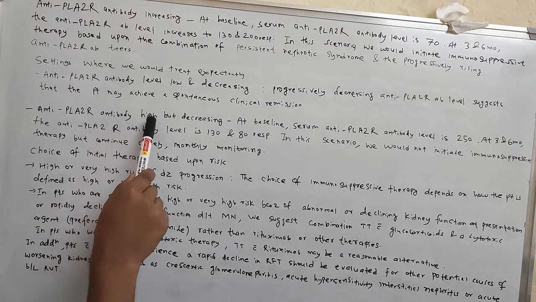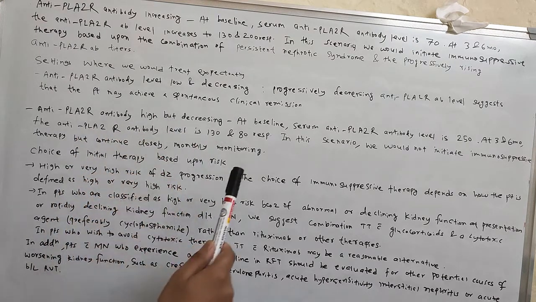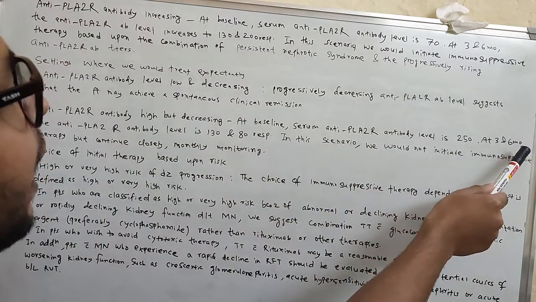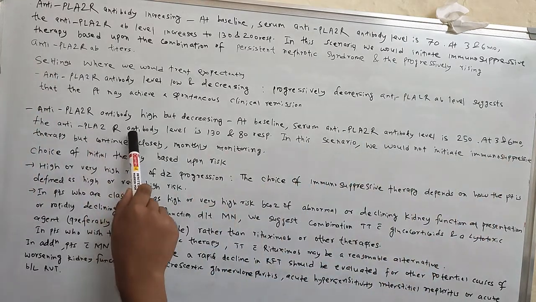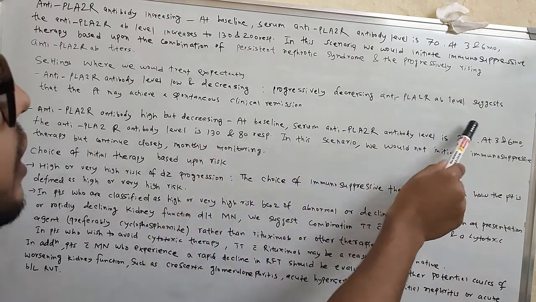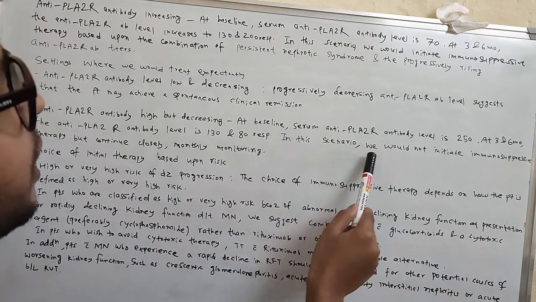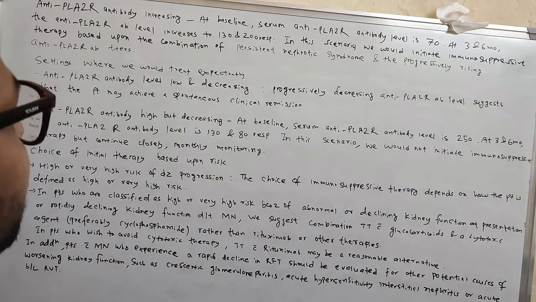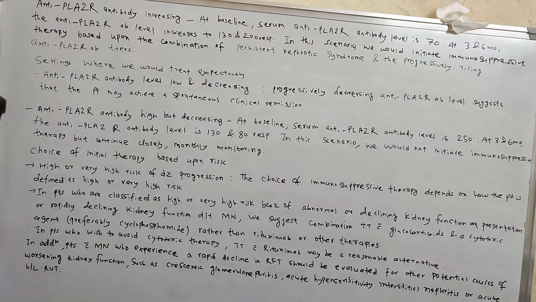Next, anti-PLA2 receptor antibody high but in a decreasing trend. Let's say at baseline the serum anti-PLA2 receptor antibody is 250. At 3 and 6 months, it is 30 and 80. So you can see it is in a decreasing trend. Okay, so in this scenario, we would not initiate immunosuppressive therapy but continue to monitor closely. Okay, monthly monitoring.